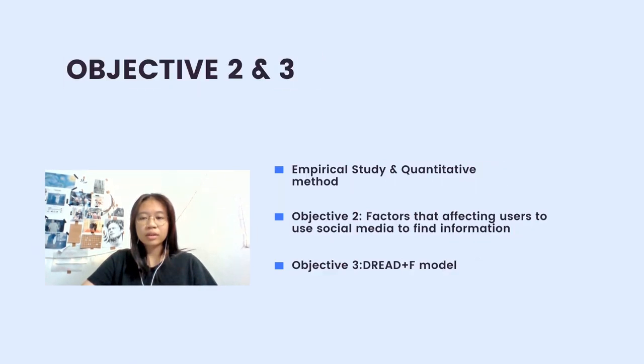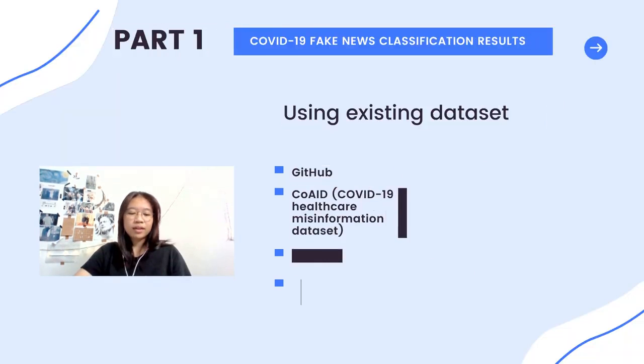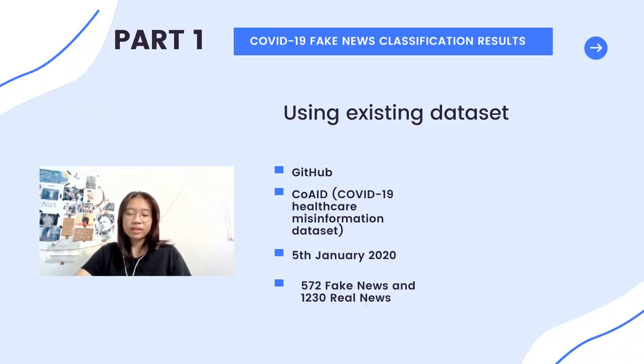And these are the methodologies that we'll be using in objectives 2 and 3, which are empirical study and quantitative method, where objective 2 is focusing on factors that are affecting users to use social media to find information, and objective 3 is focusing on the trait plus F model on awareness on misinformation. Next is data collections and result. These studies consist of two parts, which are first, COVID-19 fake news classification, and second, factors in user habit change toward using social media.